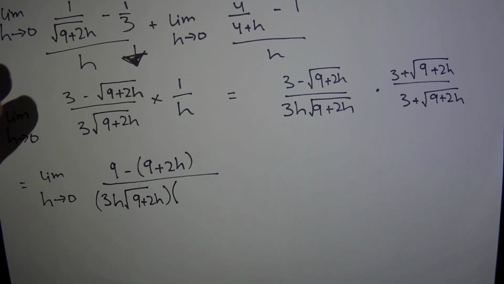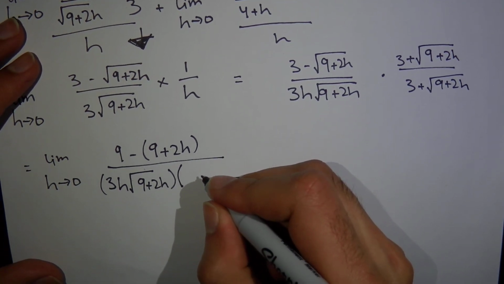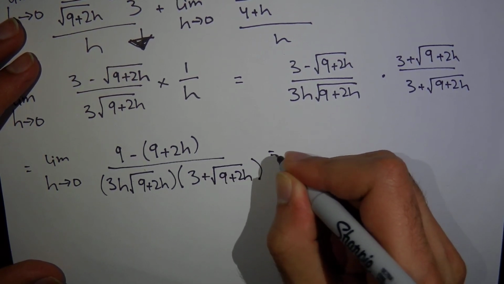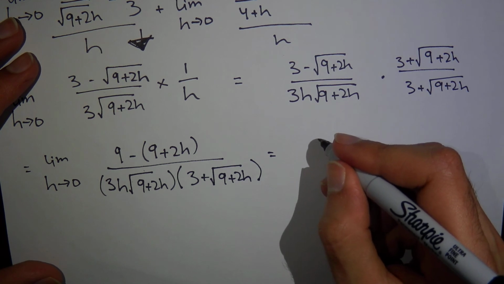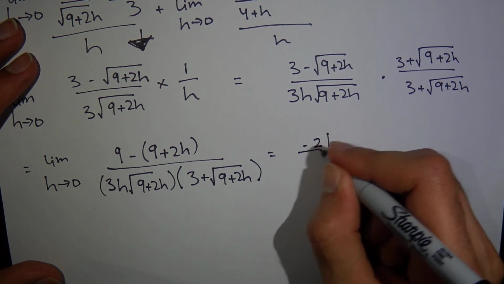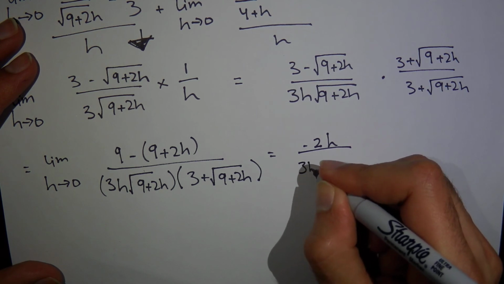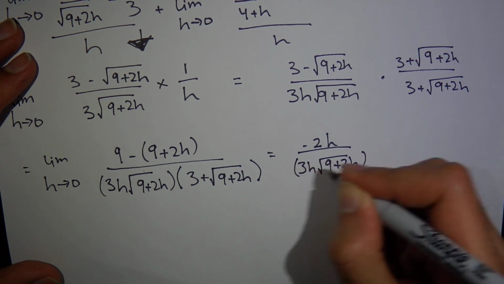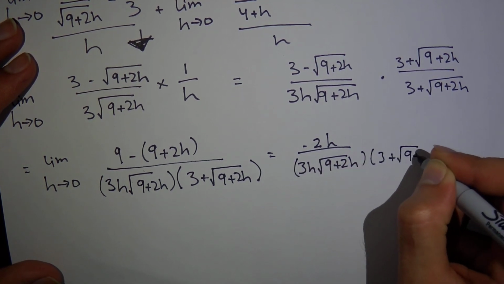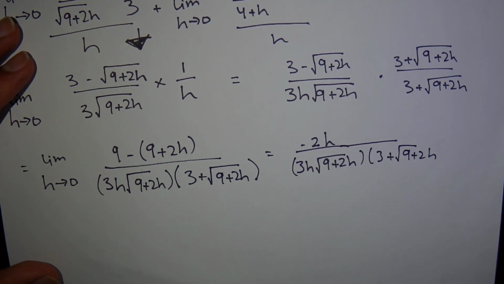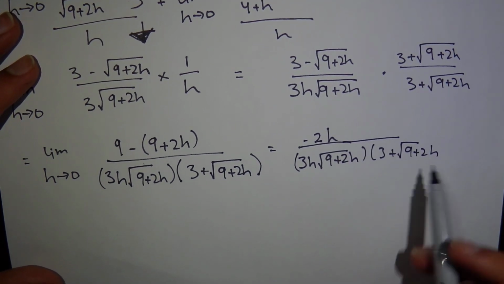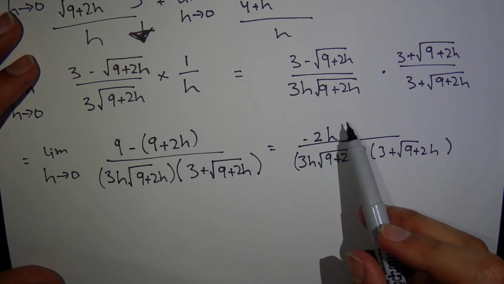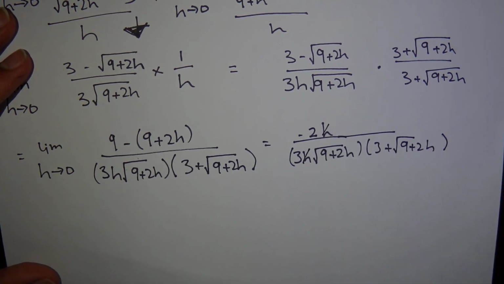multiplied by 3 plus square root of 9 plus 2h again. That would further equal negative 2h divided by 3h square root of 9 plus 2h multiplied by 3 plus square root of 9 plus 2h. Of course, we haven't changed the denominator. Now what we can do over here is take the h's to cancel.